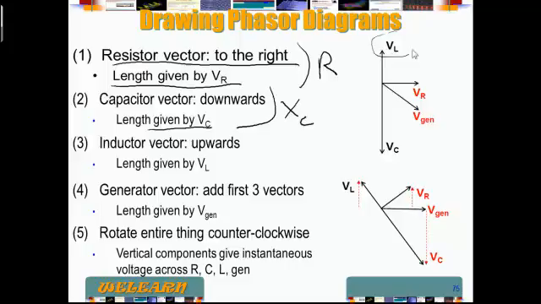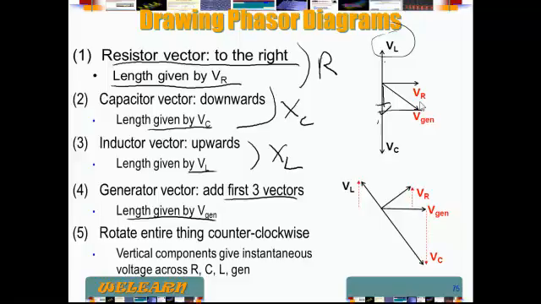The inductor vector, we draw it upwards, the length given by VL, or if we'd like to do impedances, it's XL. The generator vector, we add the first three vectors, either representing the impedances or representing the vectors, and the length is given by Vgen. Now, for example, in here, this minus this is going to give us something like this. That's VR, so that's my Vgen. In this case, it is lagging, not leading the current.